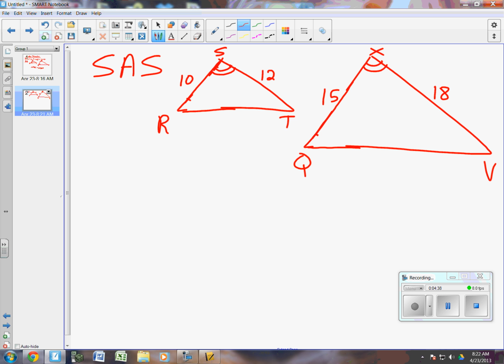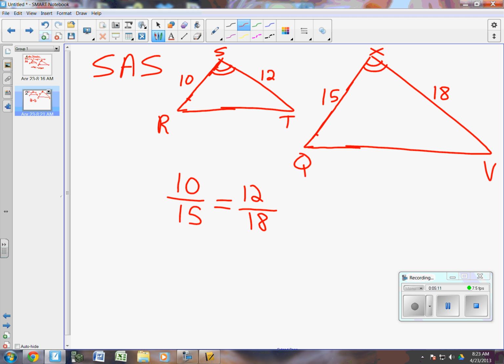I don't know that we really talked about this in much detail. That's right, we write a ratio. RS corresponds to QX, so 10 over 15 is one ratio. And a proportion is when you have two ratios equal to each other. What's another ratio I can write? 12 over 18, right?